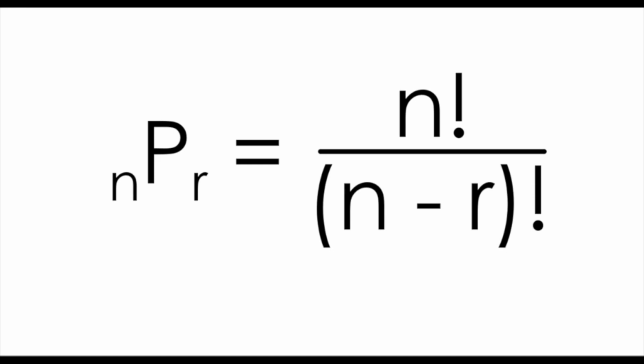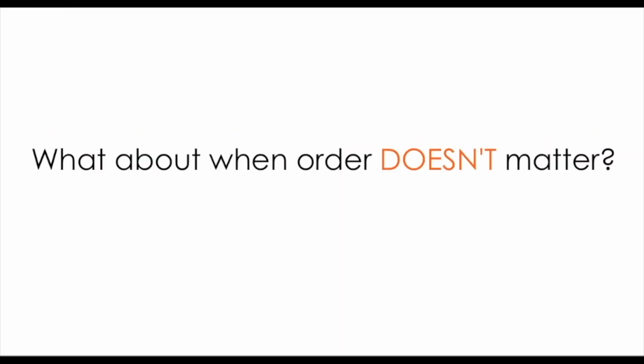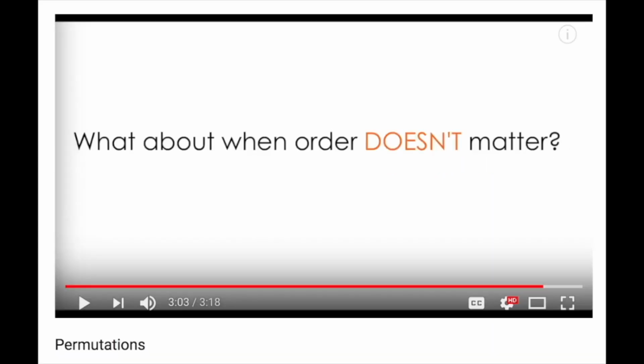If you spend some time studying permutations, or finding the number of ways some number of objects can be arranged in a definite order, at some point you have to ask the question, what happens when you're arranging some number of items and order doesn't matter? This was the cliffhanger question I asked at the end of the video I did on permutations.